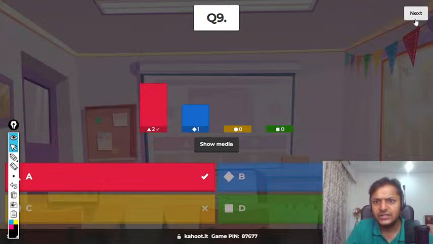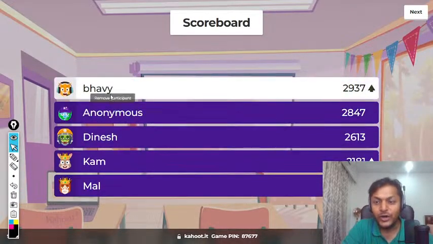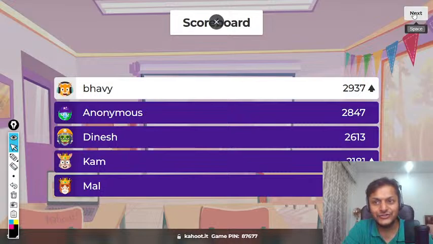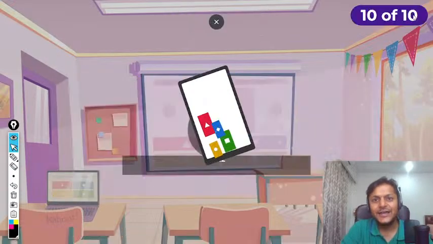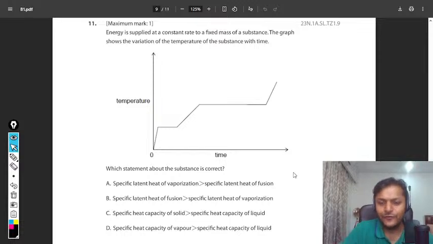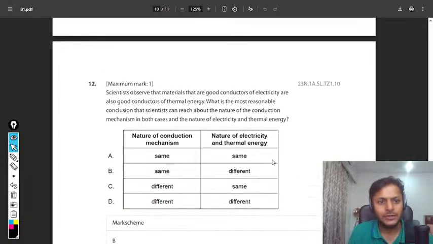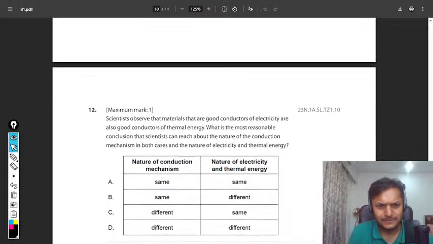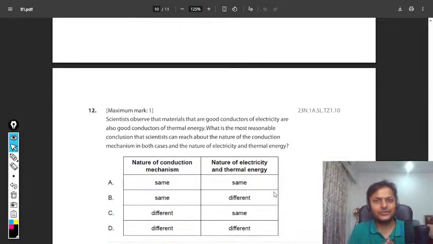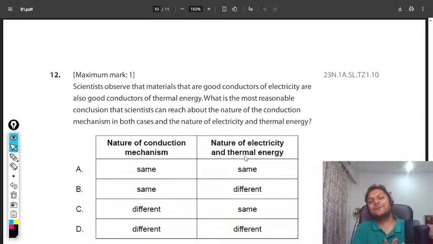Now moving next to the last question here. Very good. Bhavi has gone directly to the first rank. Let's see how it turns up for the final chart. So this is question number 10 out of all the questions. I don't know why there are so many mistakes in this. Okay. Let's go for question number 10.